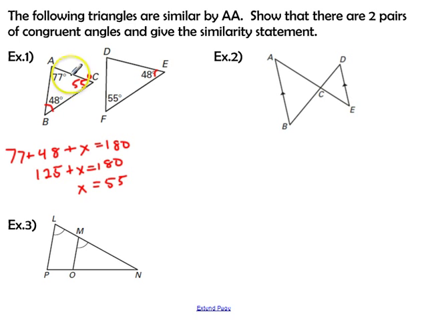Now we can mark that this angle C is congruent to angle F. So here are our two pairs of congruent angles. So the triangles are similar by AA, and then we can give our similarity statement. So again, the order matters. So if we say triangle ABC, so I want to go with the one that's 77, 48, 55. So that's going to be similar to triangle DEF.